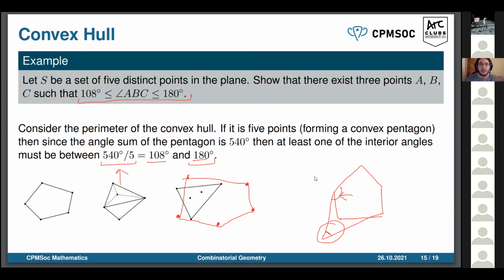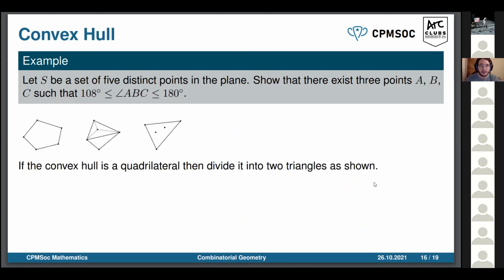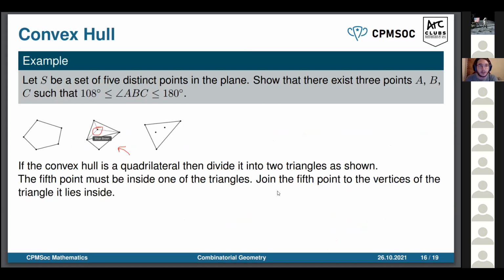However, when we're dealing with convex hulls, it is not necessarily the case that we always get all 5 points in our perimeter, right? So it is possible, for example, in the second case here, that only 4 of them end up being on our perimeter, and this last little point ends up being somewhere in the middle. So to deal with this case, we're going to be going by cases. We can divide it into 2 triangles, and then take a look at where this point can be.